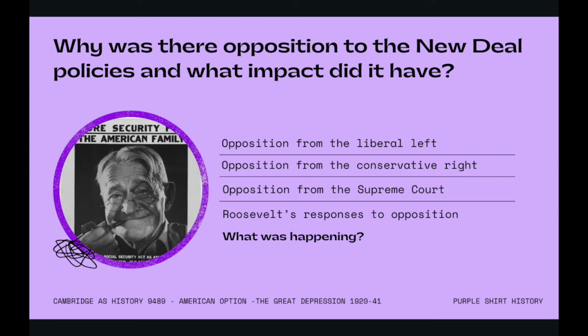It got so intense that FDR was thinking of packing the court with more judges. So there's 9 Supreme Court judges. He was going to add more judges, enough to get his legislation passed and not be overturned by the Supreme Court. This did not happen, but it was floated by the executive branch and real thought was put into it.